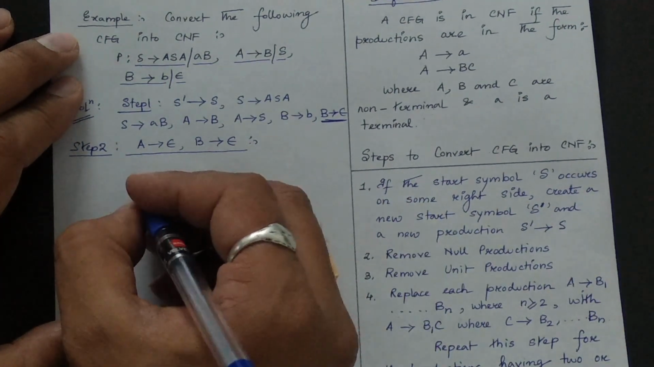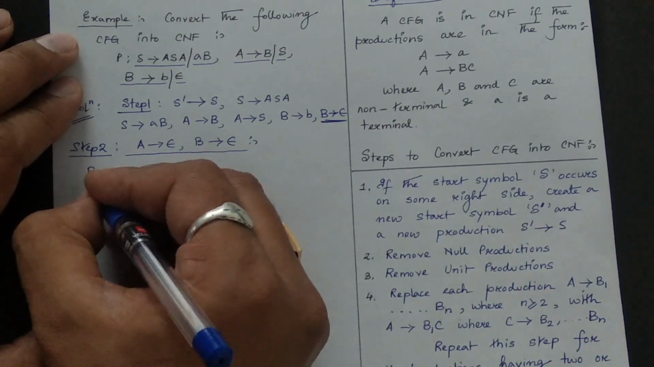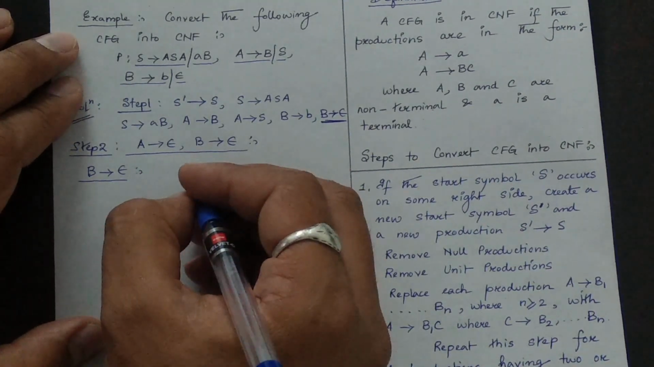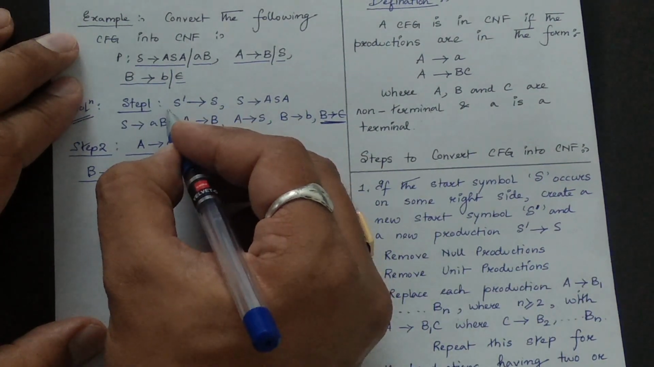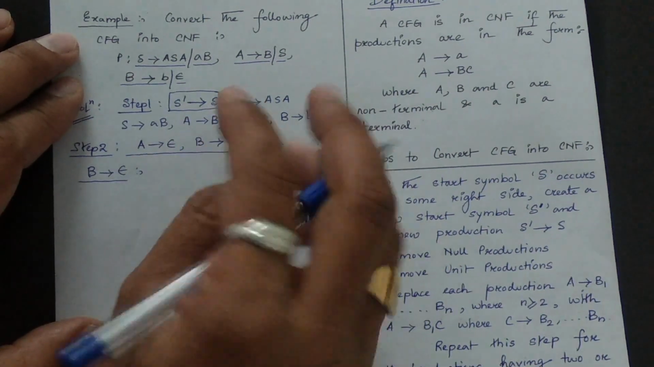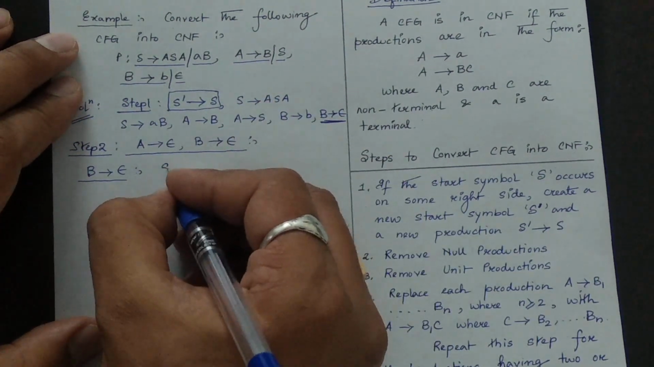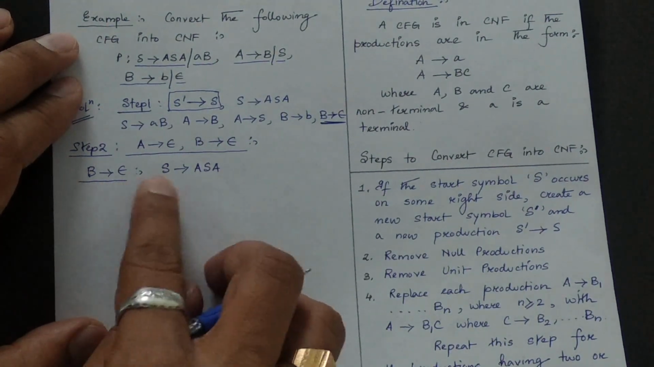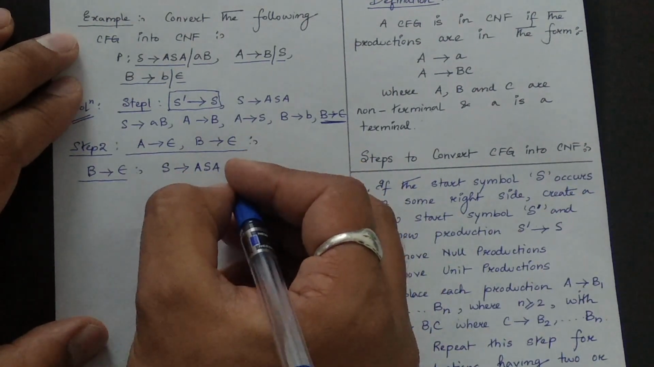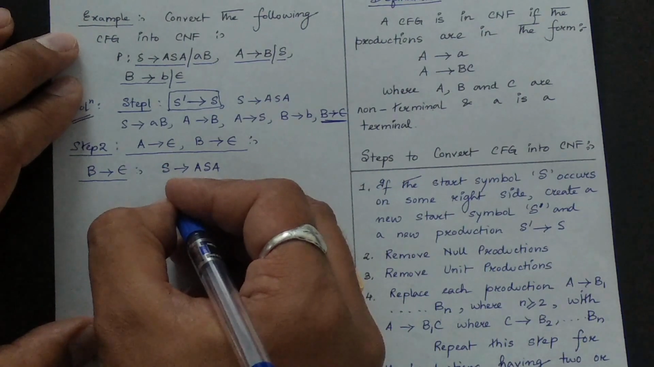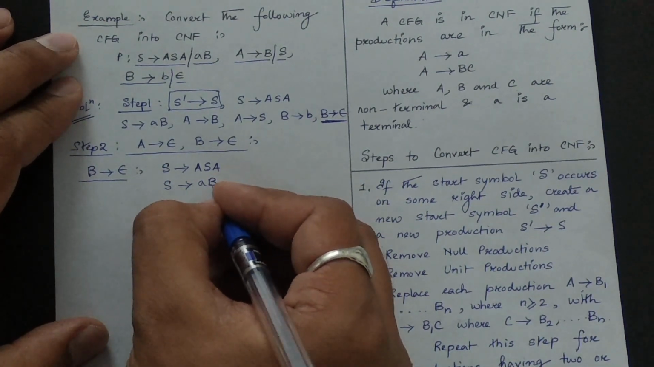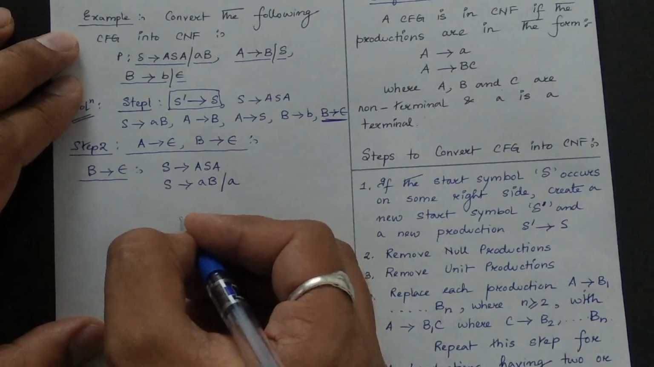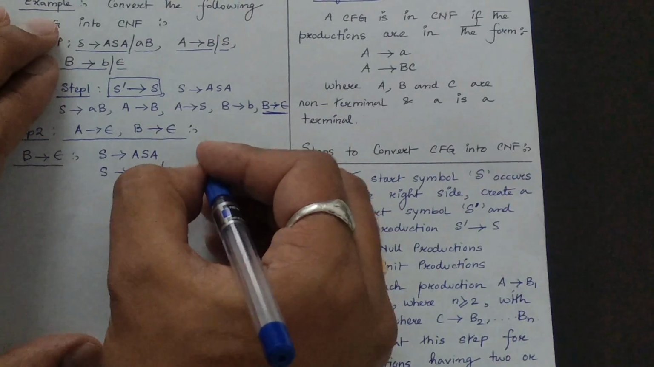Now first of all I will check with B tends to epsilon, and I will be removing this. Now if I remove this, first I won't be considering this part; first I will work on these parts. So S tends to ASA. We are dealing with only B tends to epsilon, so there is no B, so leave it as it is. Next S tends to AB. Now if I replace B by epsilon, then what will be the other one? A, correct? Now next is A tends to epsilon.